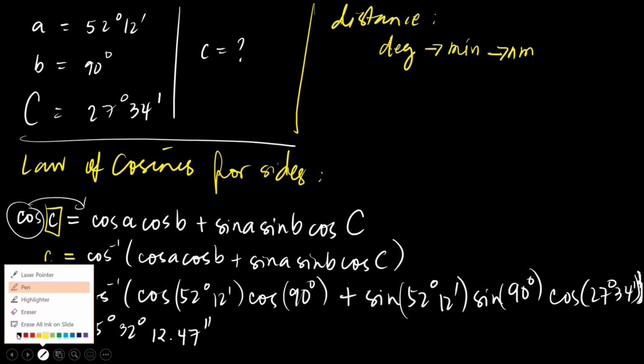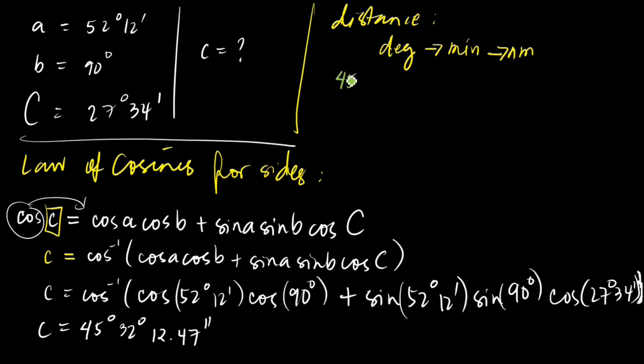So we have 45 degrees, 32 minutes, and 12.47 seconds. This is also equivalent to 45 point something degrees. To convert it into degrees alone, you just use the decimal form in your calculator. So that is 45.53679 degrees. No need to round off. Degree is the unit.